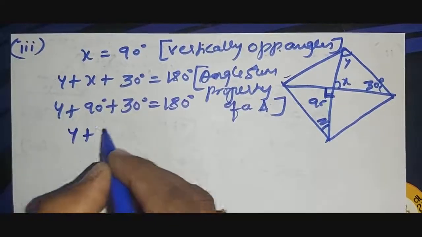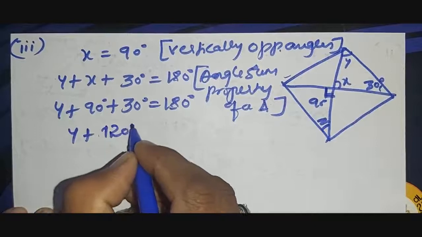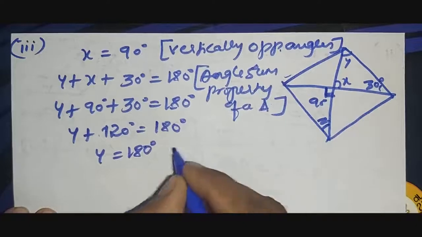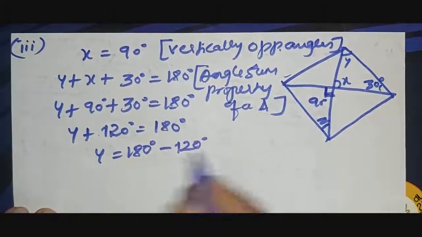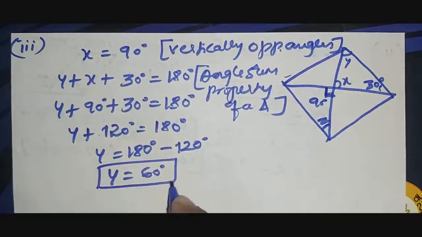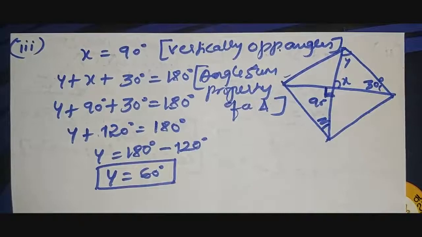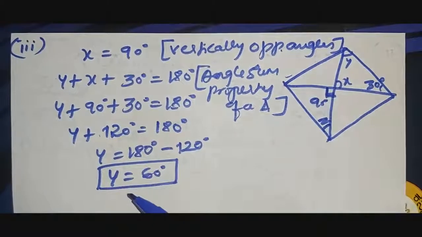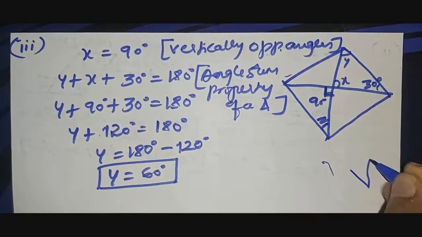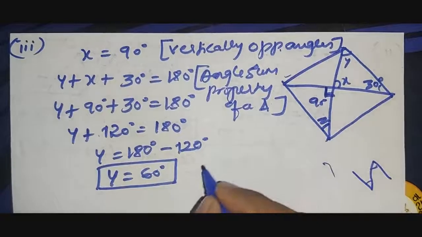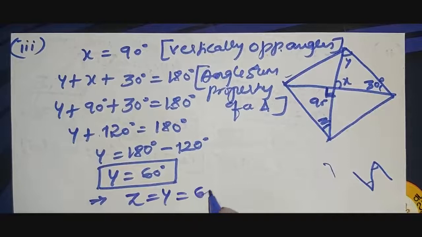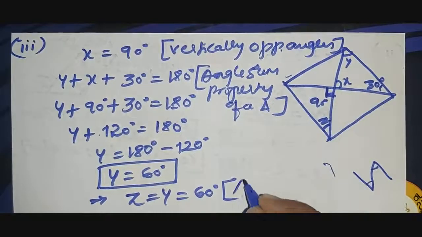Here y plus 90 plus 30, which is equal to 120 degrees, is equal to 180. Y is equal to 180 degrees minus 120. Therefore y is equal to 60 degrees, right? See here, we know x value and also y value. Now z: here y is equal to z because of alternate angles, right? Which implies z is equal to y is equal to 60 degrees because of alternate angles.